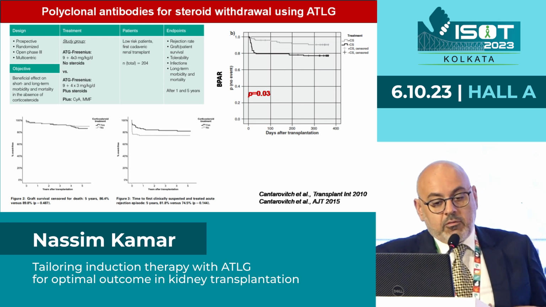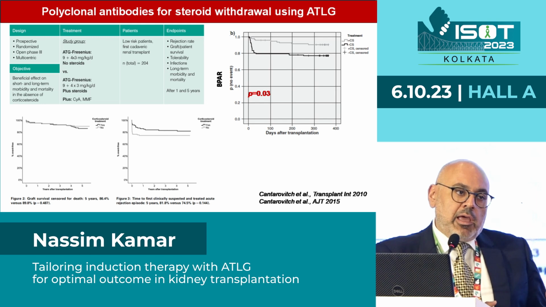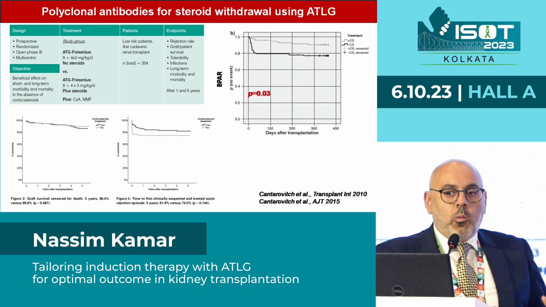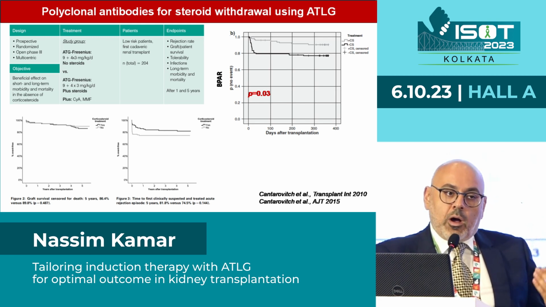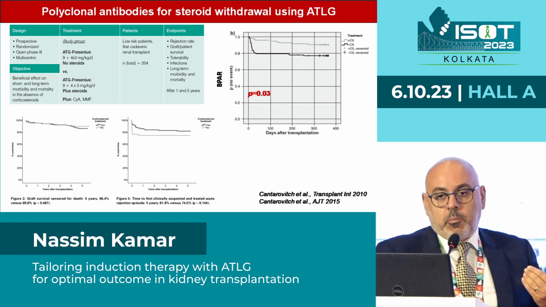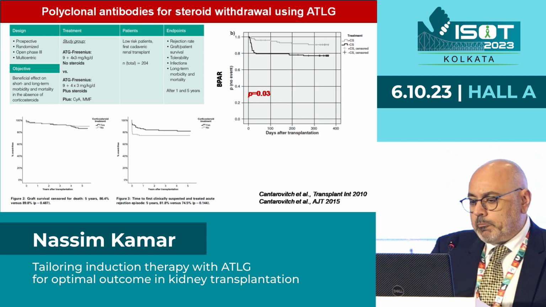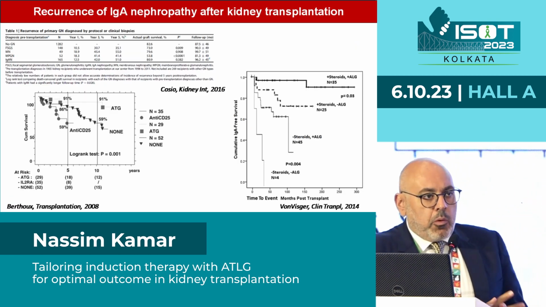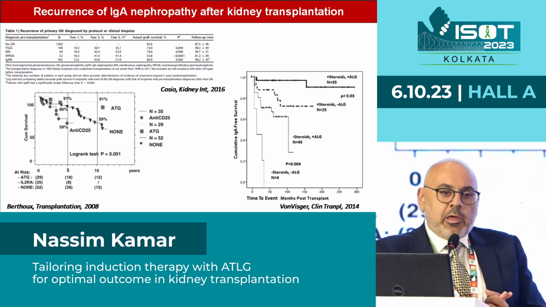And it was very good, more than 90%, showing that if we give ATLG, we can stop steroids, and at 5 years, graft survival was very good. However, the time to acute rejection was shorter, so the acute rejection occurred earlier if we stop steroids, and this is quite in line with all published results. So we discussed the role of polyclonal antibodies on acute rejection.